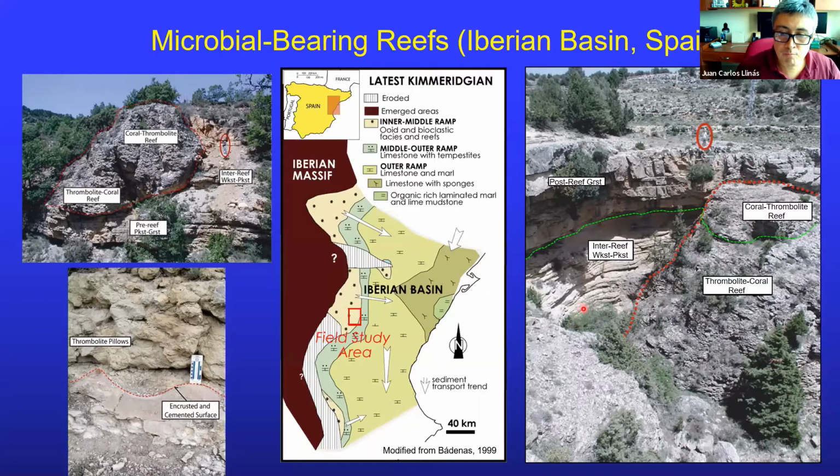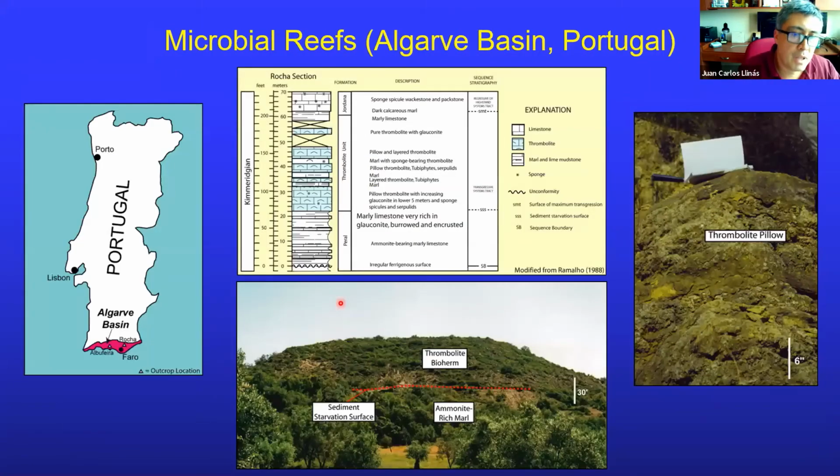These pinnacles were developed in an inner to middle ramp setting, while the other ones in the Smackover, and this is one of the differences, as you saw, were very close to the margin of the basin, so a really proximal inner ramp environment. The next place we visited was in Portugal, in the Algarve Basin, in the southern part of Portugal.